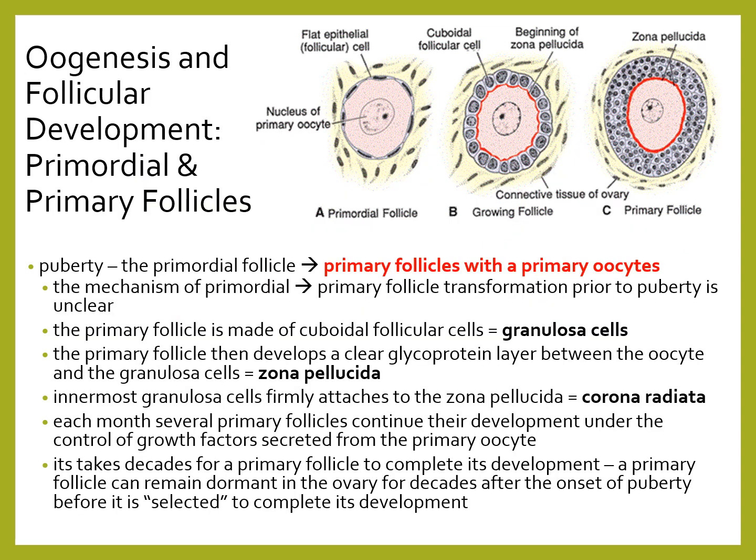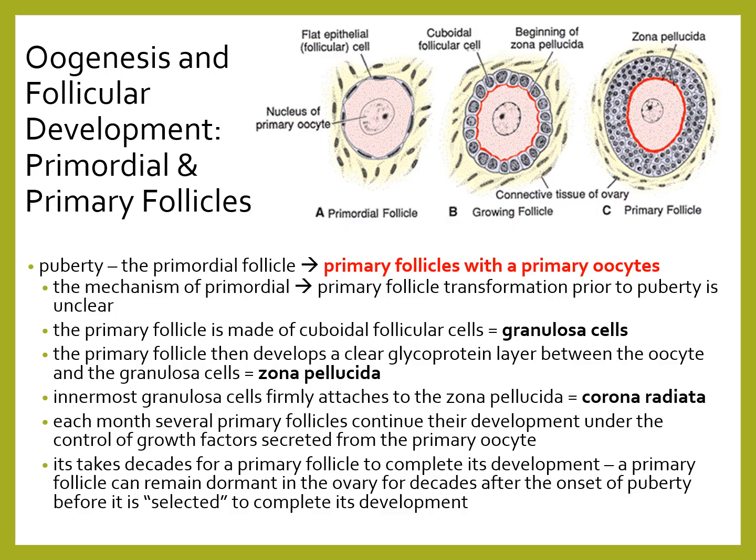Upon the onset of puberty, the primordial follicle has transformed itself into a primary follicle surrounding a primary oocyte. Now, this mechanism of primordial to primary follicle transformation that happens prior to puberty starting is not very clear. We do know that primary follicles start off being made of a single layer of cube-shaped follicular cells called granulosa cells. These granulosa cells are going to divide to form several layers. And as they divide, they are going to produce a clear layer of sugars and proteins, so a clear glycoprotein layer that is going to get deposited between the oocyte and those granulosa cells.